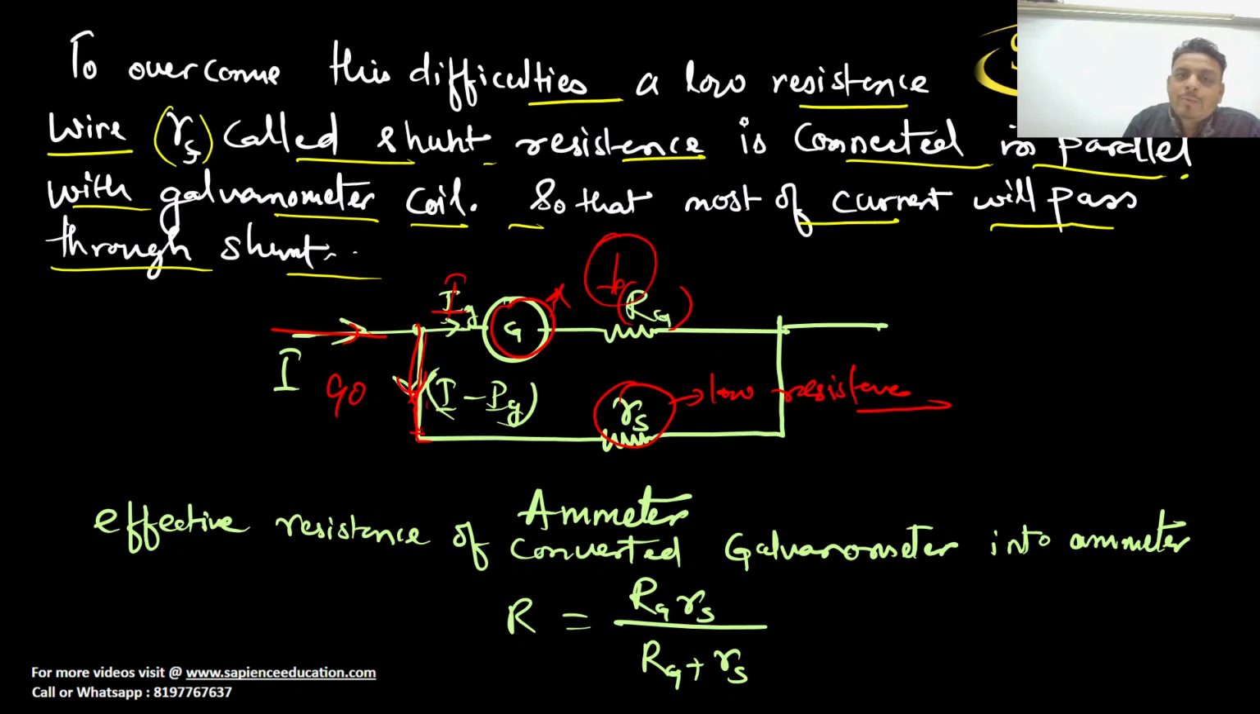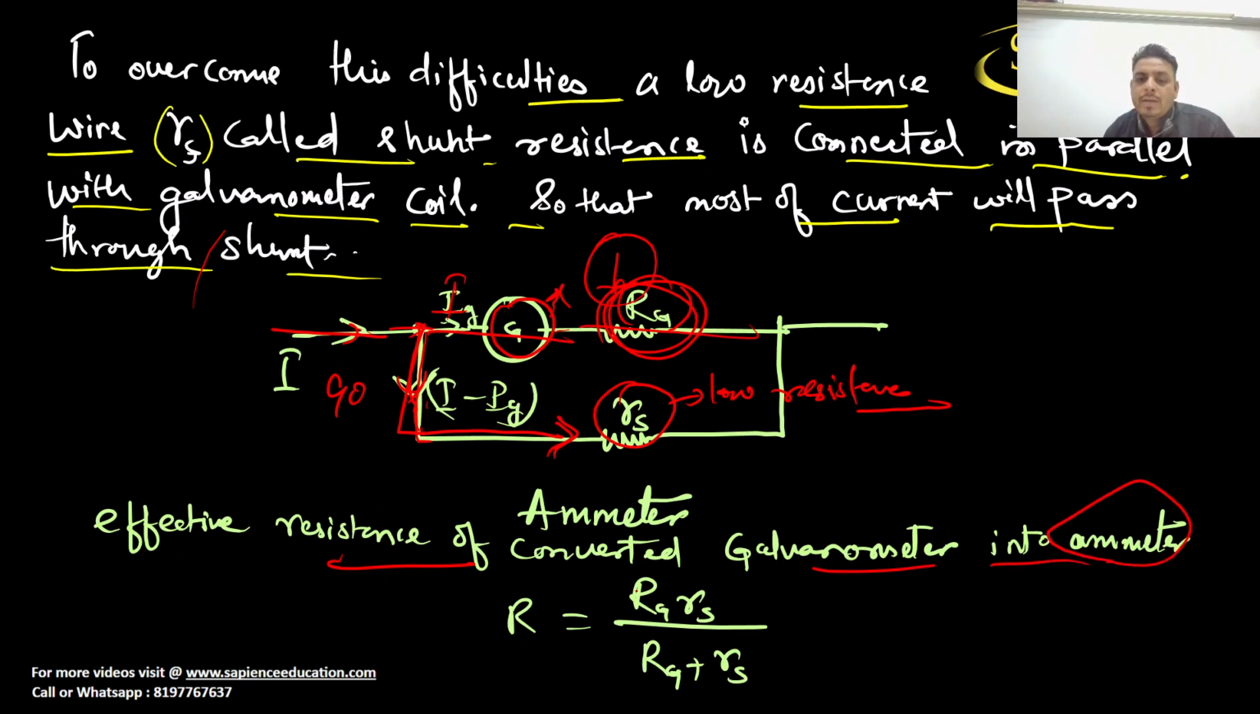Earlier, what happened when we were using it directly in series? There was a reduction of current due to the large resistance. So what we have done is given a special path so that the current can pass through, and this is known as an ammeter. The effective resistance of the galvanometer and the shunt in the ammeter is equal to Rg into Rs by Rg plus Rs. Why? Because both are in parallel.